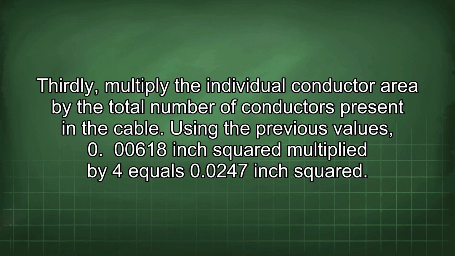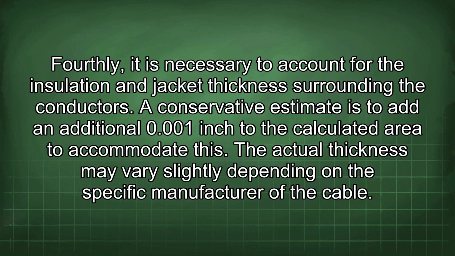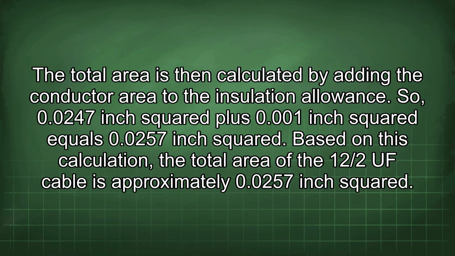0.247 inch squared. Fourthly, it is necessary to account for the insulation and jacket thickness surrounding the conductors. A conservative estimate is to add an additional 0.1 inch to the calculated area to accommodate this. The actual thickness may vary slightly depending on the specific manufacturer of the cable. The total area is then calculated by adding the conductor area to the insulation allowance.